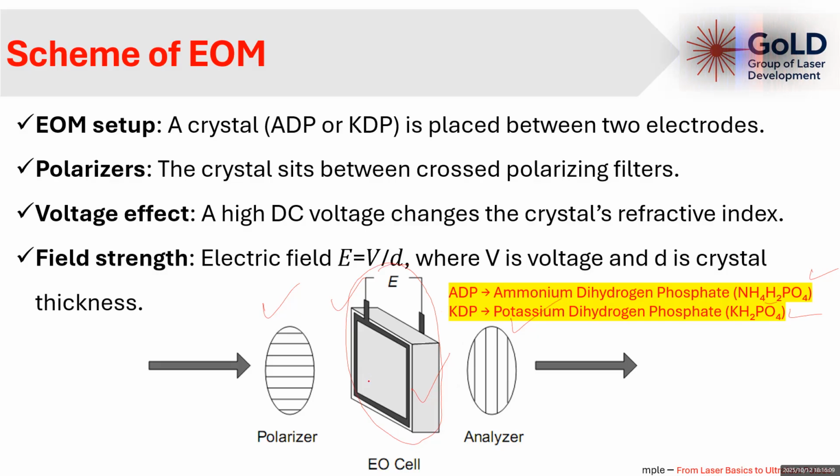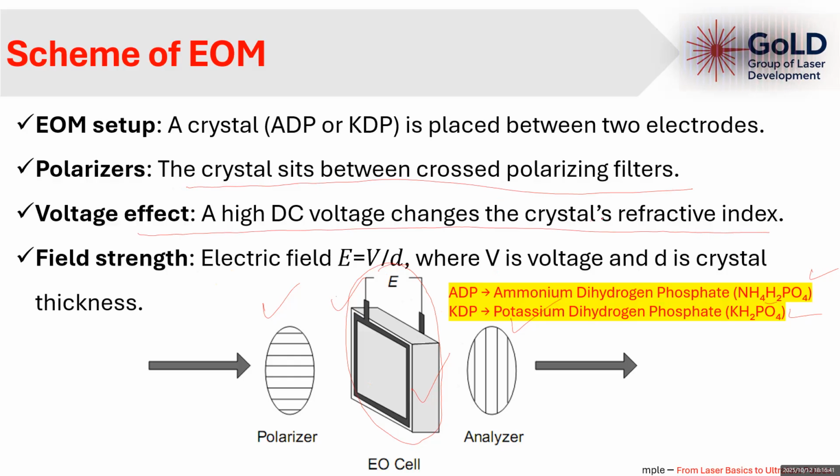So why do we need the polarizers here? The crystal sits between crossed polarizing filters. These are crossed, two polarizers at 90 degrees from each other, so their polarizations are 90 degrees apart. A high DC voltage is used, not RF, not alternating, not an oscillating voltage. So it is a DC voltage.